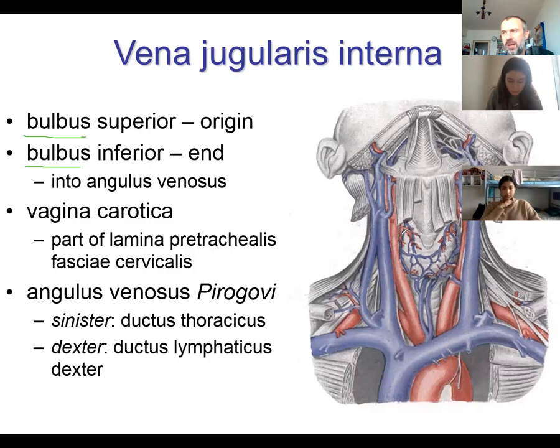As for the topography, it is of course covered by the carotid sheath together with the carotid artery and vagus nerve. And we know that the carotid sheath is part of the pretracheal layer of cervical fascia. And then the topography is similar to the carotid artery, so we find it in the omotracheal and carotid triangles.